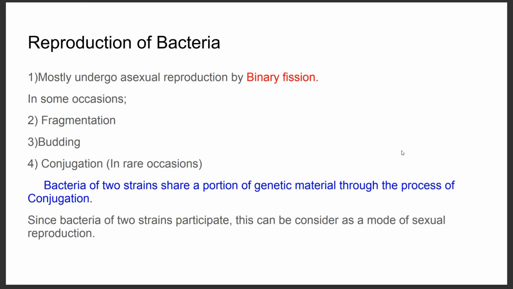Within bacteria of 2 strains, they share a portion of genetic material through the process of conjugation. Since there are 2 strains, this can be considered as a mode of sexual reproduction. Okay, any doubts? Asexual reproduction is mostly by binary fission, on some occasions by fragmentation and budding, and on rare occasions they use a mode of sexual reproduction called conjugation.